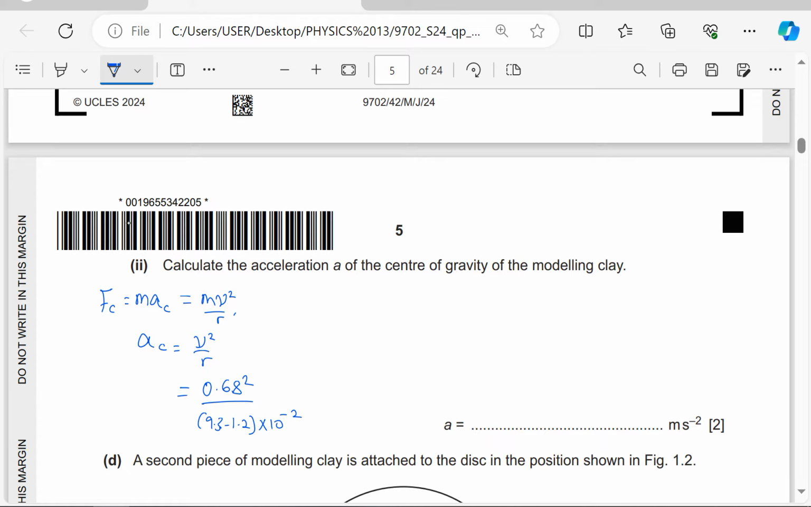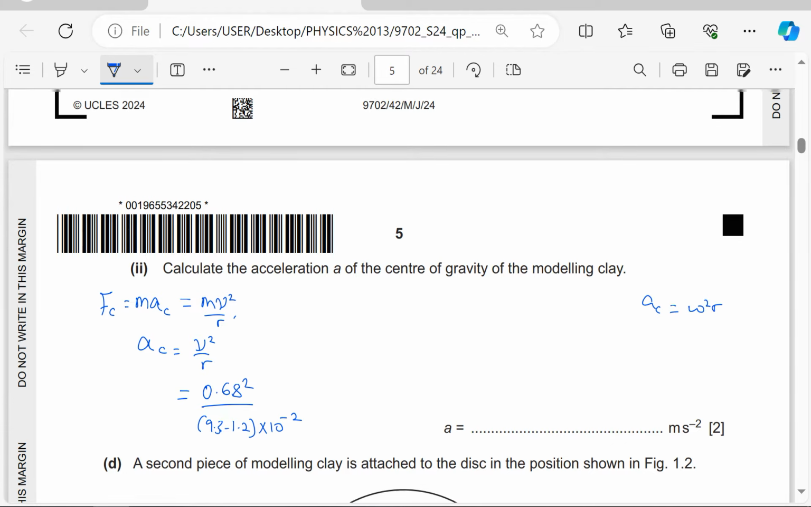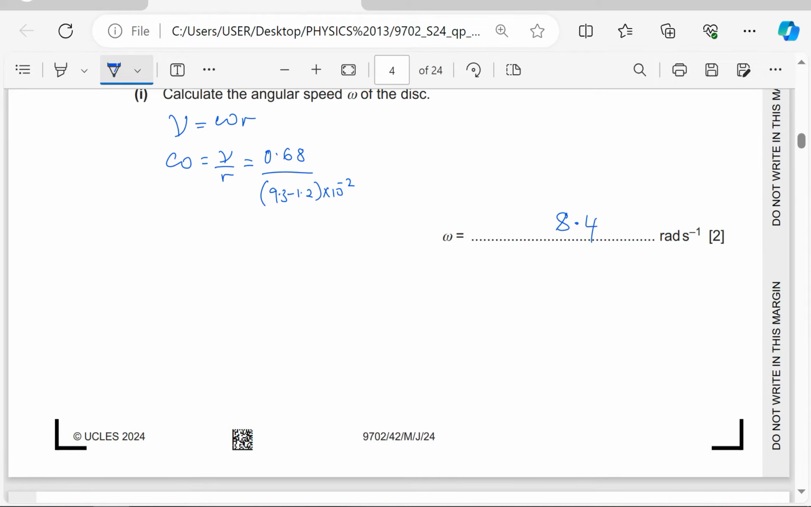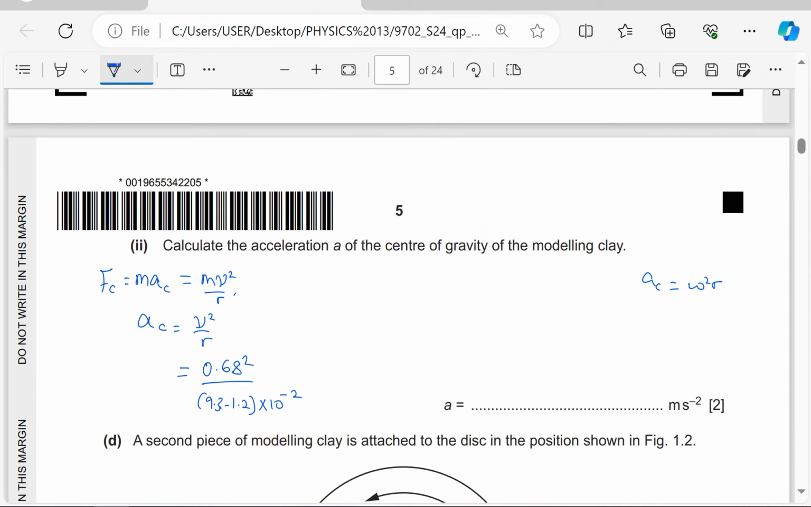Alternatively, you could also look at this as centripetal acceleration being equal to omega squared times r. If you try to manipulate these equations, if v is equal to omega r, this would be the same as omega squared times r, which would be omega, remember, is 8.4 squared, then times r, which will be 9.3 minus 1.2 times 10 to the power of minus 2. I think it gives us the same answer.